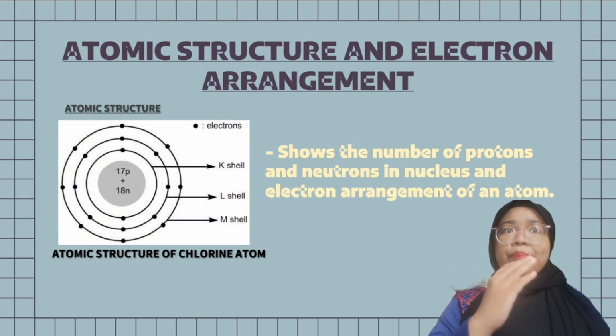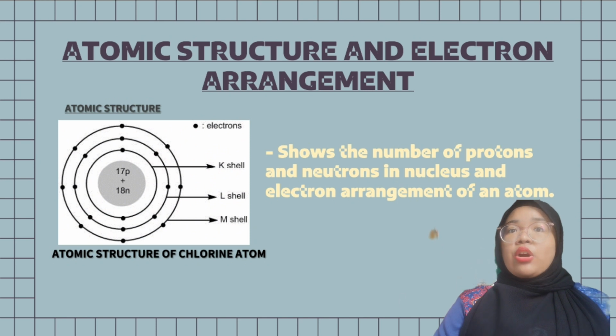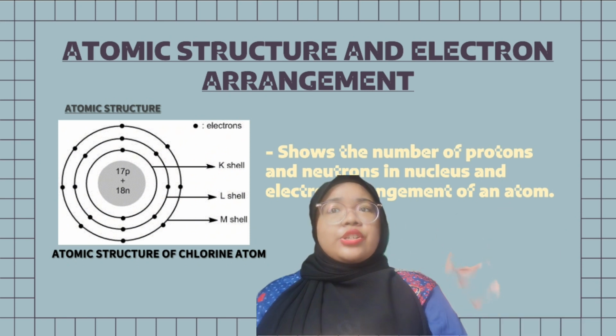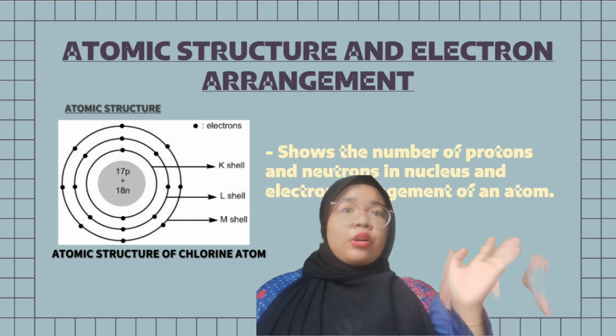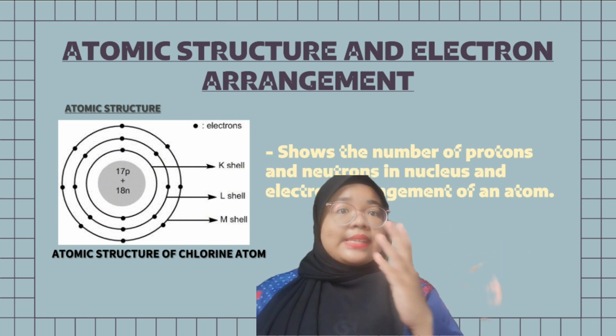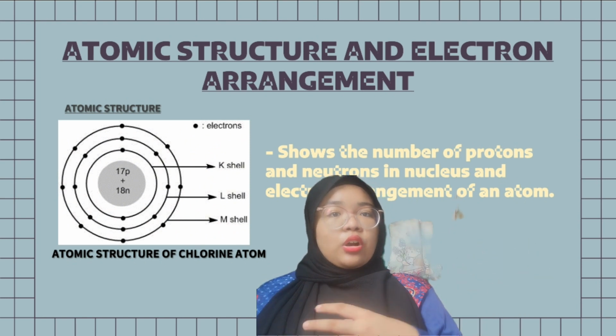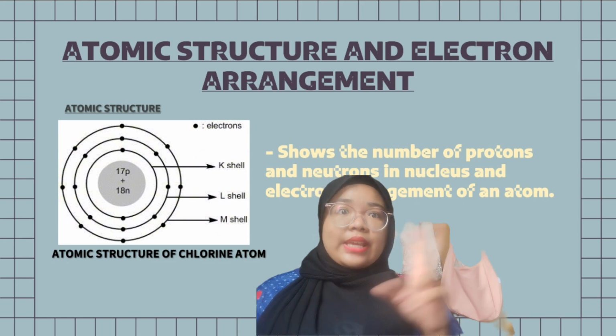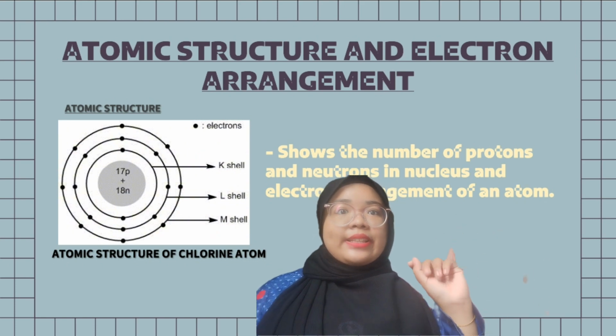The picture shows the atomic structure of a chlorine atom. The atomic structure of chlorine has different types of shells. The first one, the nearest to the nucleus, is called the K shell, while the second one is the L shell, while the third one is the M shell.